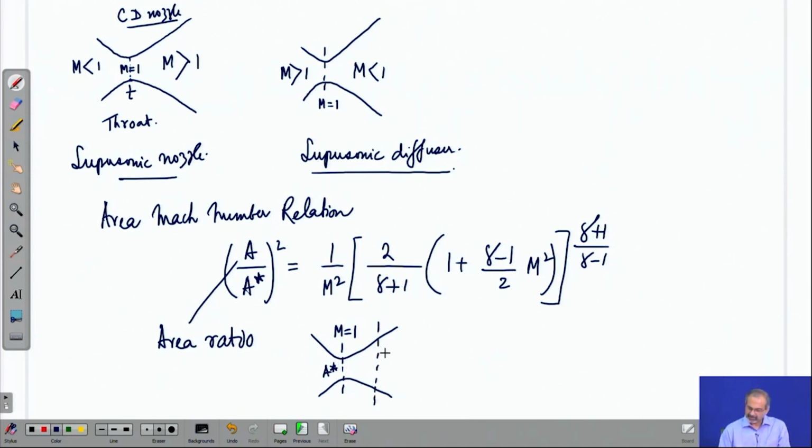You look at any other section, it can have an area A. That same area may exist on the other side of the CD nozzle. And let us say you are having a subsonic flow while you have a supersonic flow here. That means, for an isentropic flow through a CD nozzle, there are two solutions. One happens to be a subsonic solution, the other a supersonic solution corresponding to a particular area. So, the same area on the two sides of the throat gives you two different Mach numbers.